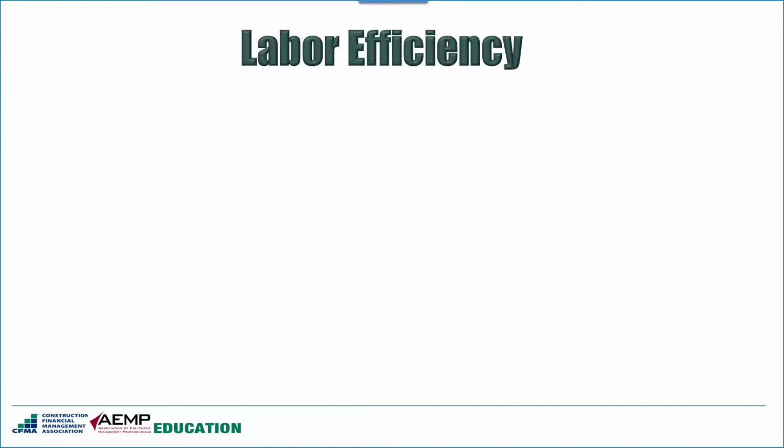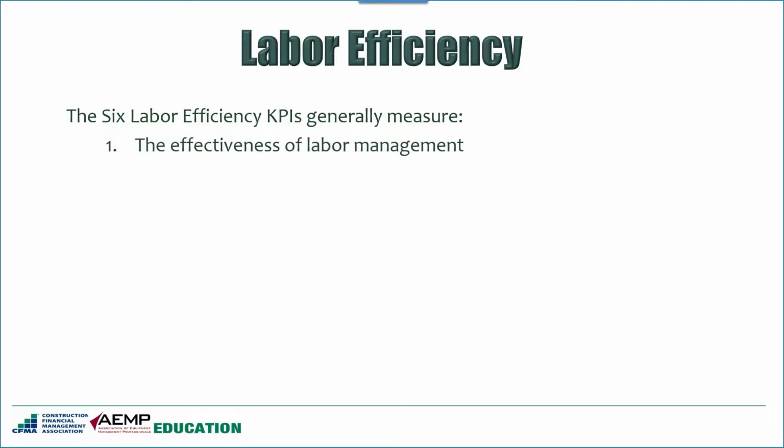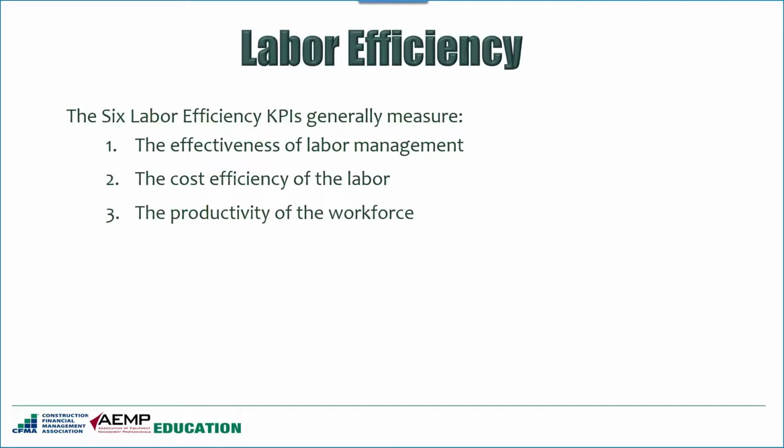So if we look at labor efficiency, generally these 6 indicators or KPIs measure the effectiveness of labor management. How well are we managing our labor? Another one is the cost efficiency of that labor. It represents a fairly good chunk of effort and time. The other thing is the productivity of that workforce. When we look at the amount of work they're doing, how much of it is really value added?